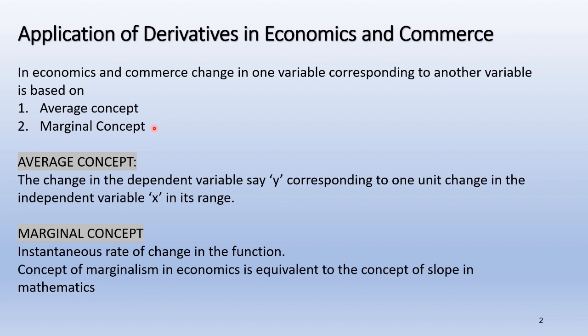Average concept: the change in the dependent variable, say y, corresponding to one unit change in the independent variable x in its range. Marginal concept: the instantaneous rate of change in the function. The concept of marginalism in economics is equivalent to the concept of slope in mathematics.